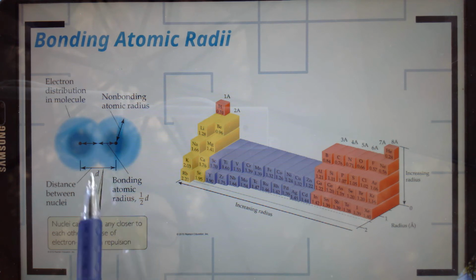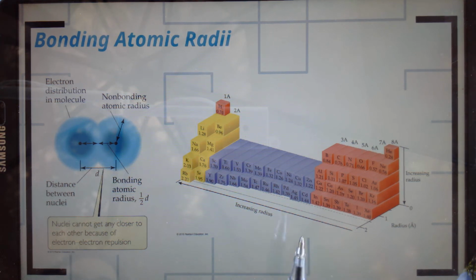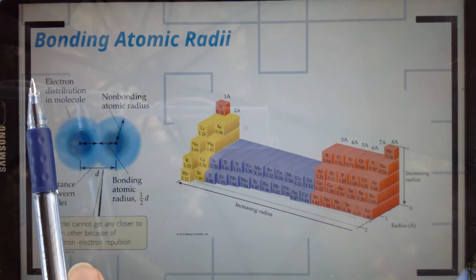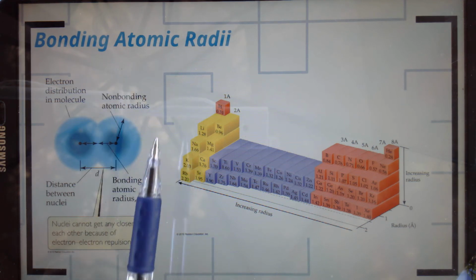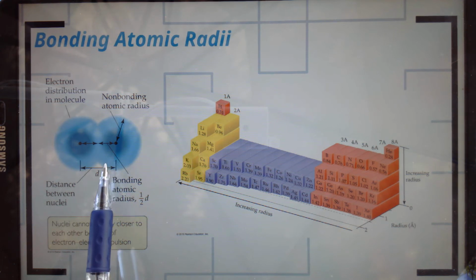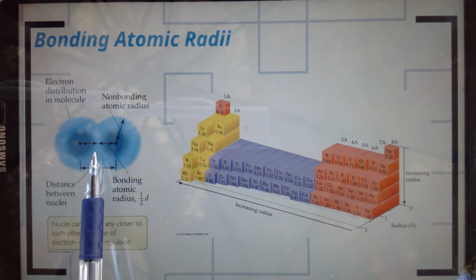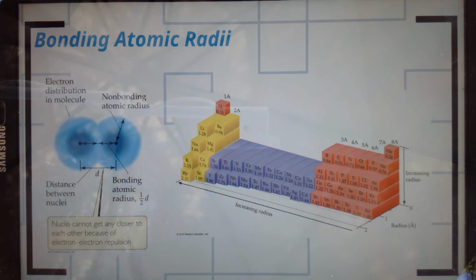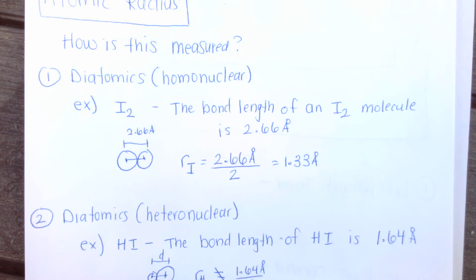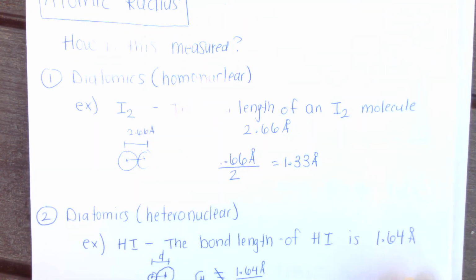If we take half of that, we should get the radius of one iodine atom. So that's exactly how this is calculated, and it's put into a table, which we're going to talk about in just a second. When we are looking at the atomic radii here, we're using the bond distance, and if it's homonuclear, we take that and divide it by 2 to get the radius of the atom. Okay, so I did a couple calculations using iodine.